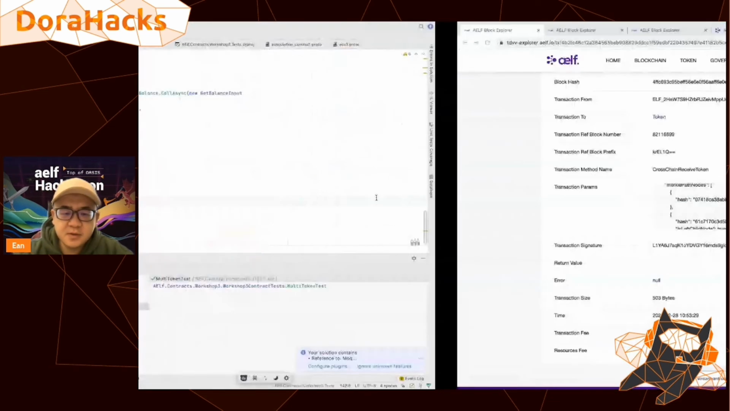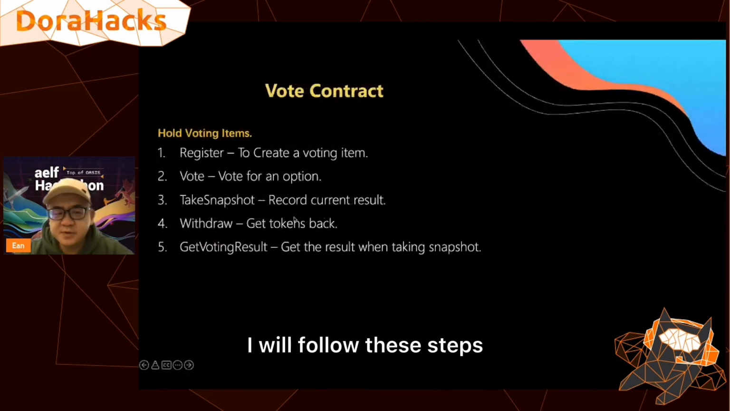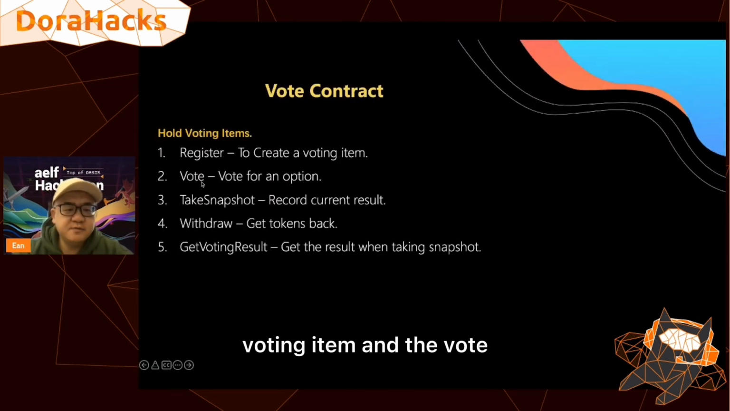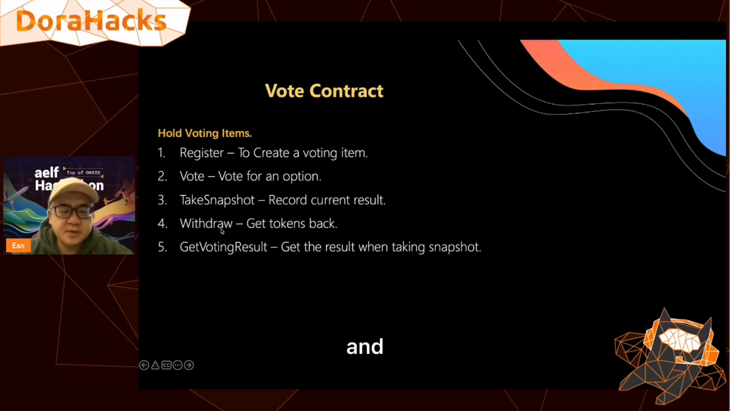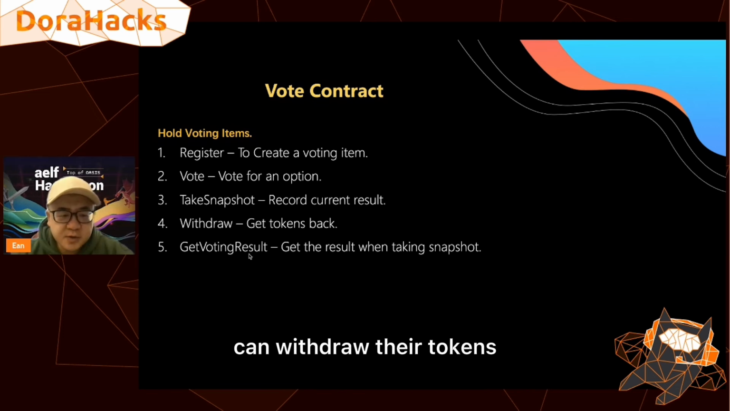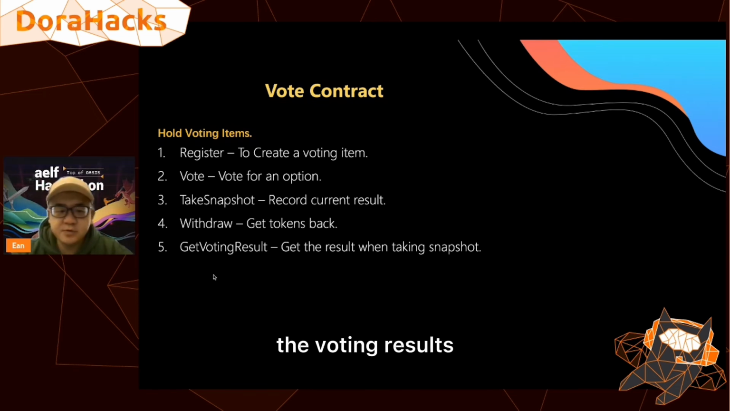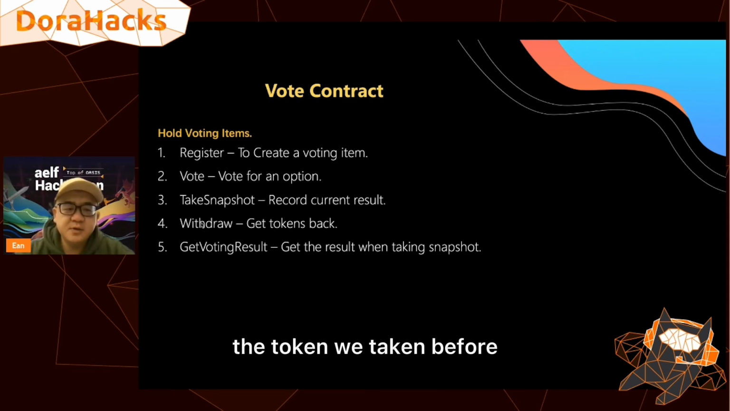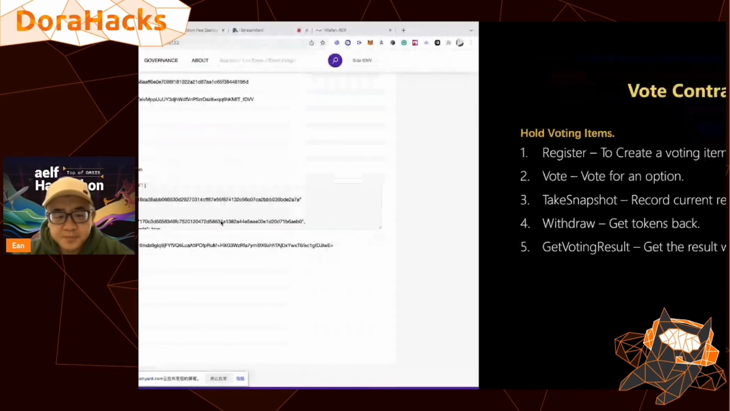And this time I will follow these steps to create a voting item, vote and take snapshots. And after that, the voters can withdraw their tokens. And finally, we'll get the voting results, which is just to show the snapshot we took before.